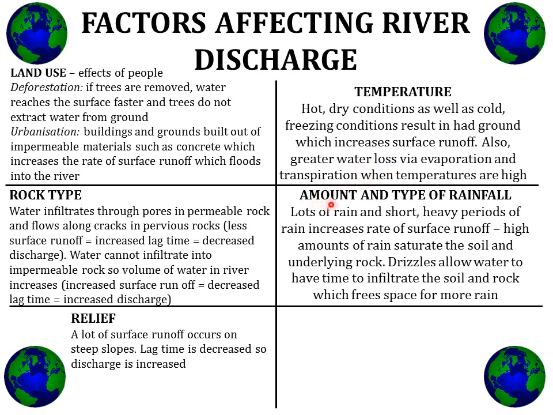And the amount and type of rainfall. Lots of rain and short, heavy periods of rain increase the rate of surface runoff. High amounts of rain saturate the soil and underlying rock, whereas drizzles allow water to have time to infiltrate the soil and rock, which frees space for more rain.